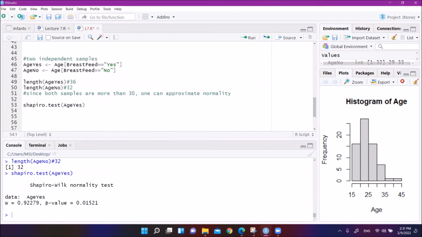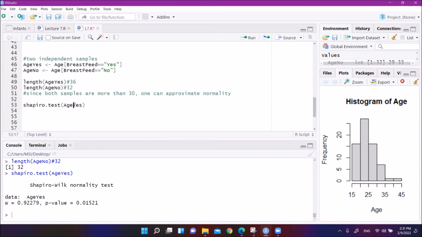Right, like that. So here you just check the p-value with a 5% level of significance. This is less than 5%, 0.05. So we reject H0. That means this data is not normally distributed.